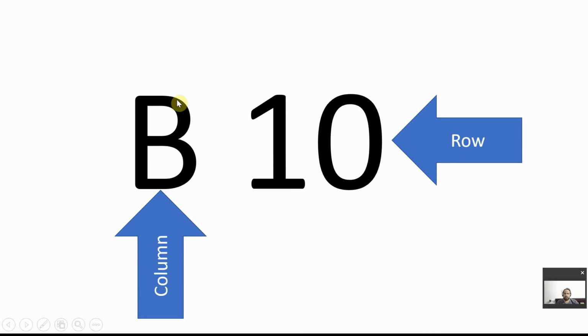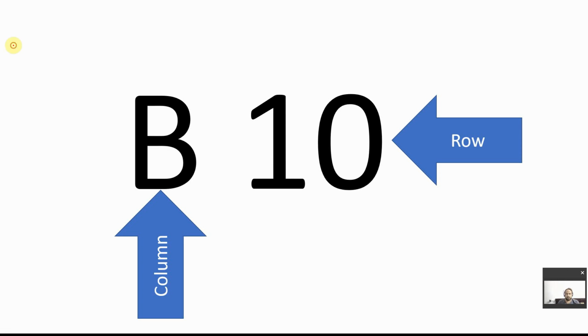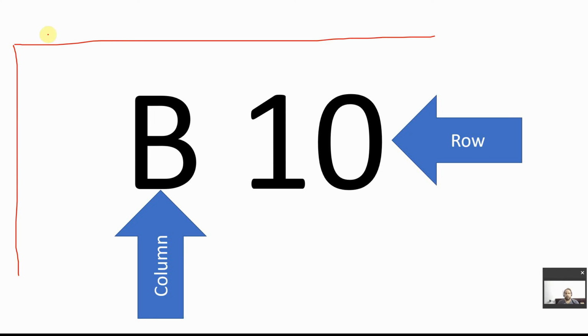Basically, in B10, this is a column. A, B, C, D would be our columns, and 1, 2, 3, 4, 5, 6 up to 10 or more, that would be our rows. Basically, these are our rows and these are our columns, right? So it would be A, B, C, on and on. Then we have 1, 2, 3, up to whatever it is.